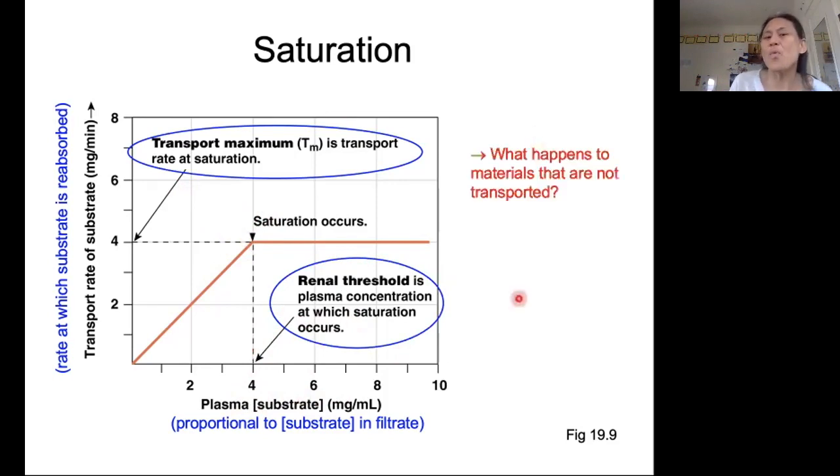Here's a question for you. What is going to happen to these materials that don't get transported, right? So let's say we have a high concentration of our substrate in the filtrate, and it's so high that we can't transport all of it. What's going to happen to it? Think about that for a second. Okay, so hopefully you figured out that anything that we don't reabsorb is going to end up being excreted in the urine, okay? So for substances that we want to reabsorb, that's not good because we don't want to lose those precious substances.